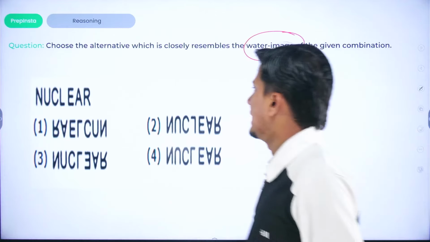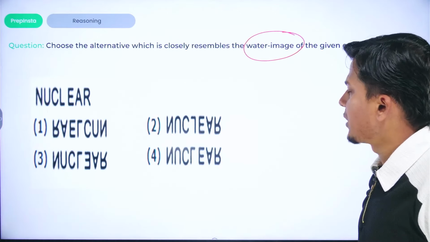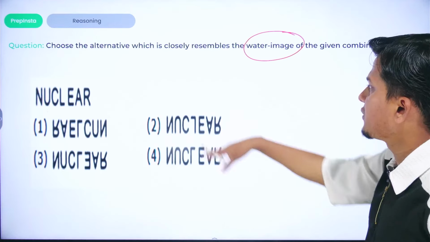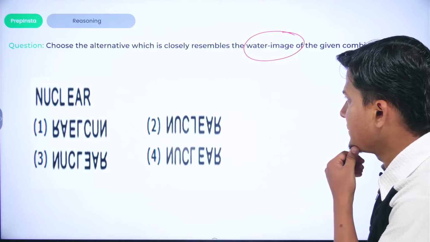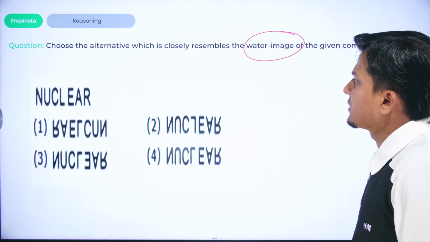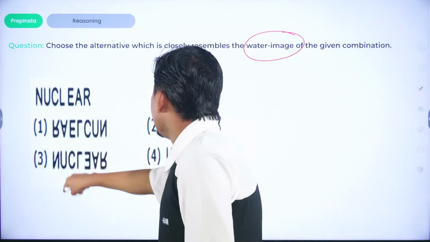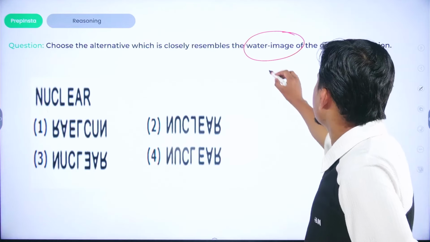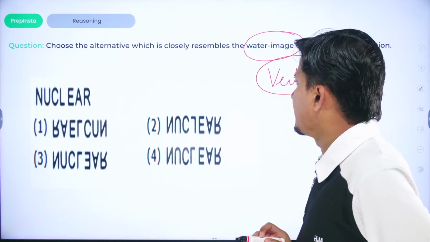So we have another question from the chapter of water image. We are given a word, NUCLEAR, and we have to choose among the given options which will be the water image of that particular word. So what would be the approach? First of all we will see the orientation of N. The first letter would definitely be N and the last letter would be R. No horizontal change would be there, there would be only vertical change, that is upside down, top becomes bottom, right?